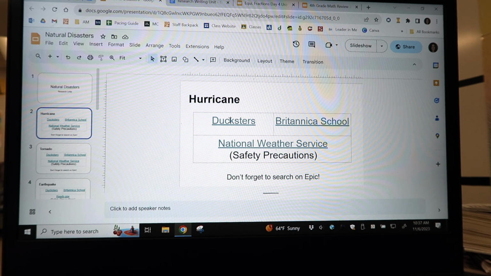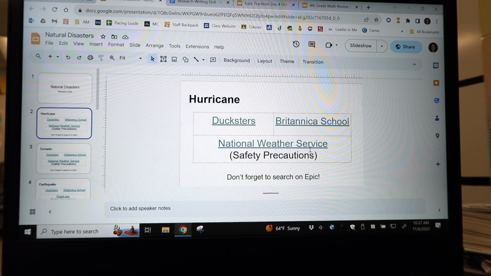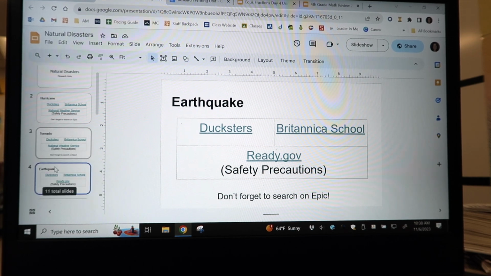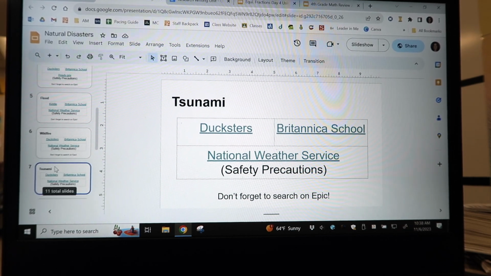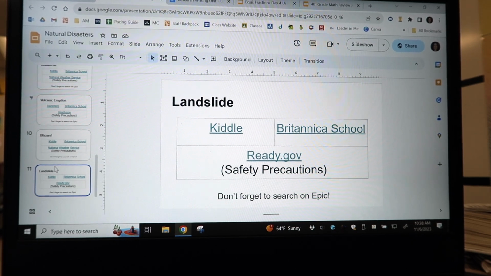So if it has a Ducksters page, a Britannica School, and then for their safety precautions, we're going to the National Weather Service. And then of course we have EPIC for any of them. And so we're doing hurricanes, tornadoes, earthquakes, floods, wildfires, tsunamis, avalanches, volcanic eruptions, blizzards, landslides.